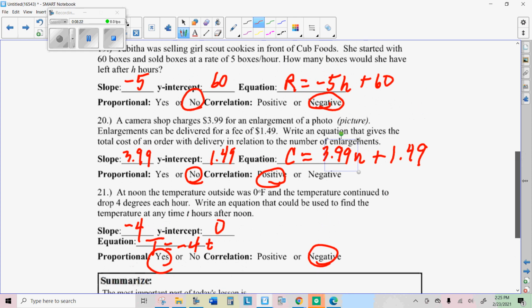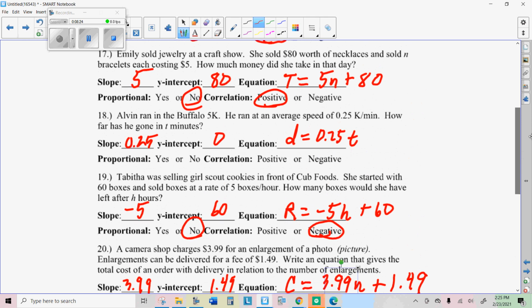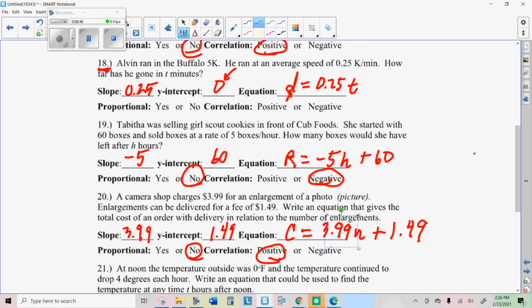All right, some of these may have tricked you a little bit. In number 18, there is no y-intercept. It's just how far he's gone in t minutes, so the y-intercept is 0 on that one. I use d for his distance equals 0.25 times however many minutes he runs. Number 19, one thing you want to be careful here, it says how many boxes would she have left? So I used r for the number remaining, which means we need to subtract 5 from the total for every hour. We do that by having a negative slope.